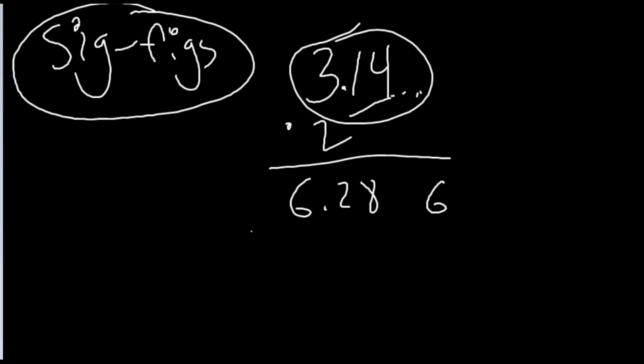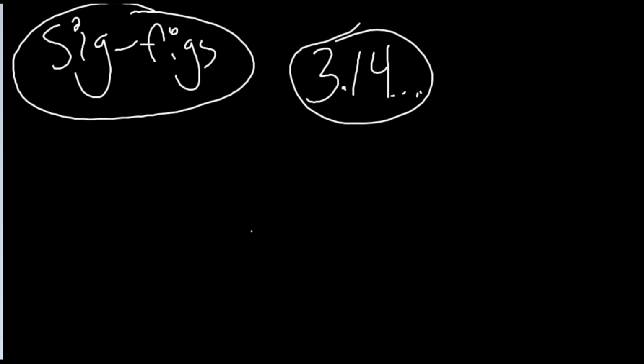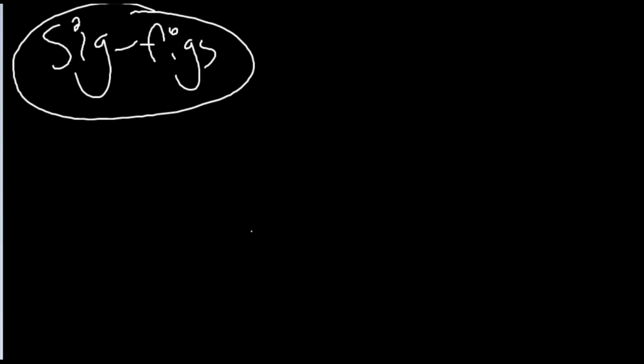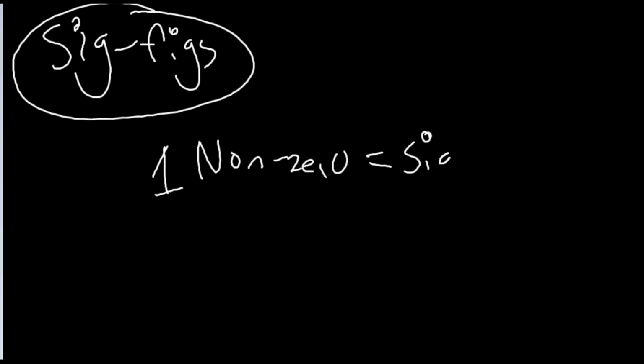This is just a way of tracking how many decimals or how many numbers you're keeping track of at each time. So there are some rules. The first rule is that non-zero digits are significant. So, for example, if I have the number 123456, we're going to have 6 significant figures, since all of these numbers are significant, and they're all non-zero.